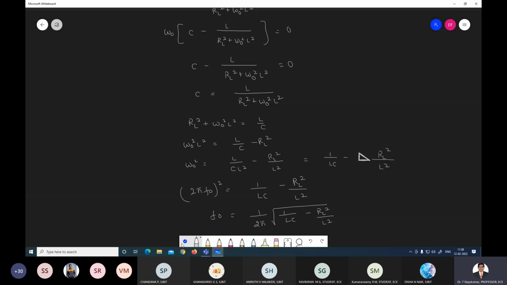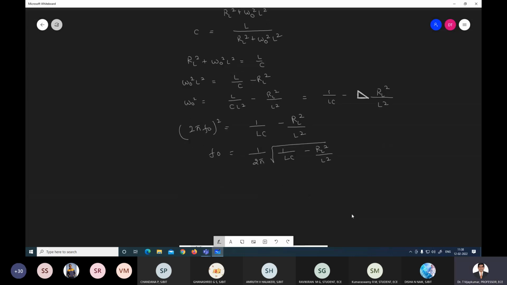Suppose RL is negligible, then we can write f naught is equal to 1 by 2 pi root LC. It is the same as series resonance. You have to derive up to this: f naught is equal to 1 by 2 pi square root of 1 by LC minus RL square by L square.